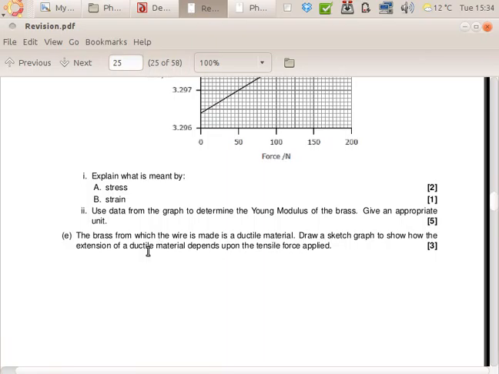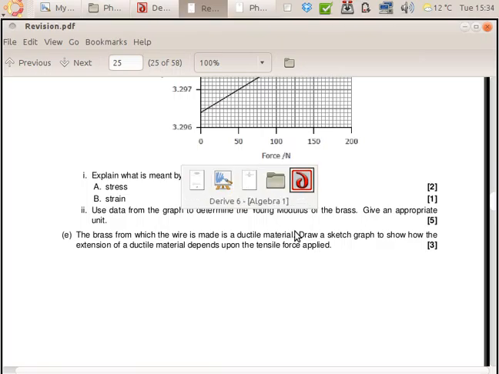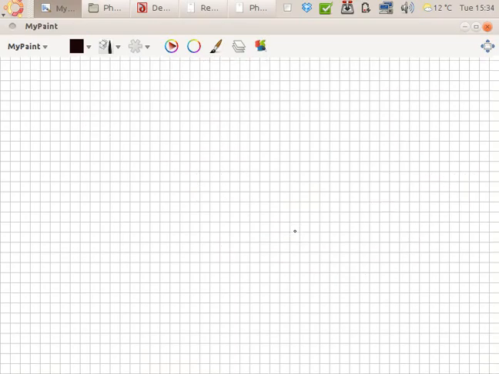They now want you to draw a sketch to show how the extension depends on the force, the tensile force applied. In other words, like what I did a moment ago, a sketch of the force and the extension. Here is the force and here's the extension. Or did I have it the other way around before? Yeah, it was the other way around. Force here, extension here. When there's no extension, there's no force.